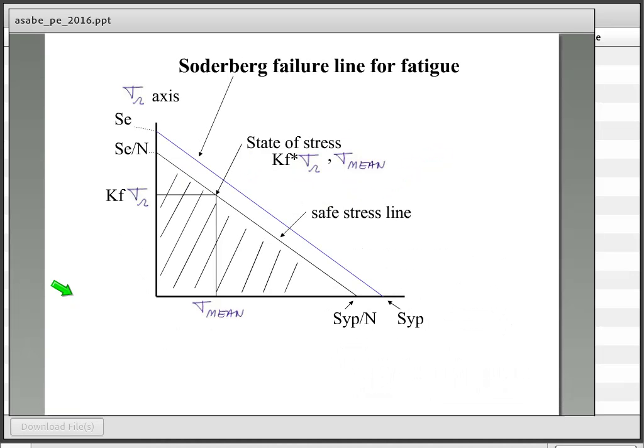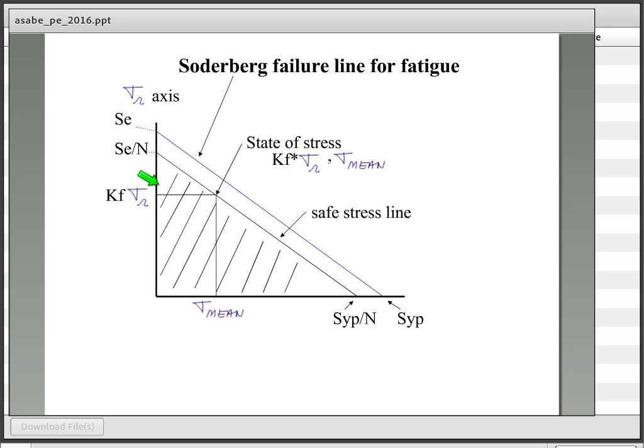You might see something related to what's called a Soderberg line, and there are some other names for these failure lines, but it's not really hard to understand. This would be our endurance limit. All it's saying is that if we have no mean stress, no mean bending stress, for example, in the part, we're only dealing with cyclical loading, then we could design right up here to the endurance limit divided by the factor of safety.